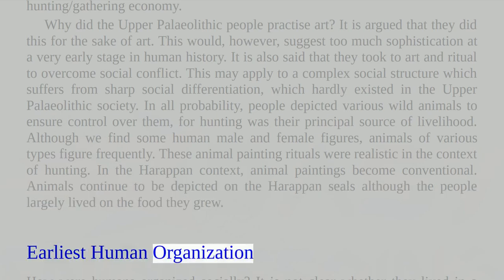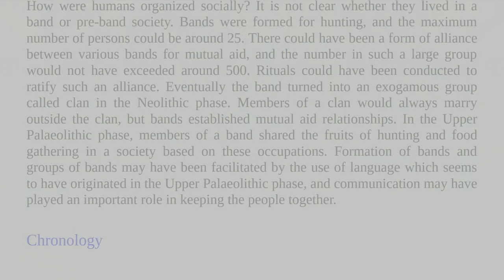Earliest human organization. How were humans organized socially? It is not clear whether they lived in a band or tribal society. Bands were formed for hunting, and the maximum number of persons could be around 25. There could have been a form of alliance between various bands for mutual aid, and the number in such a large group would not have exceeded around 500. Rituals could have been conducted to ratify such an alliance.